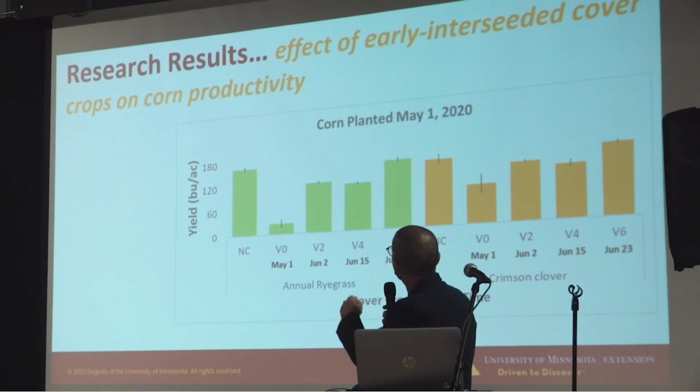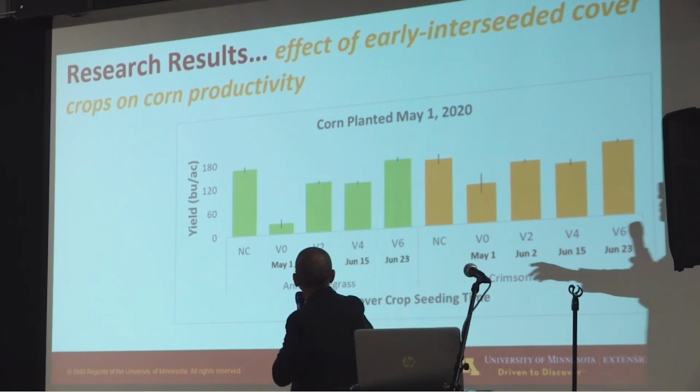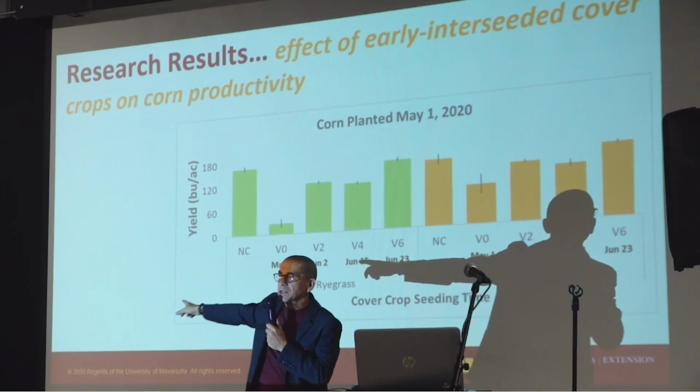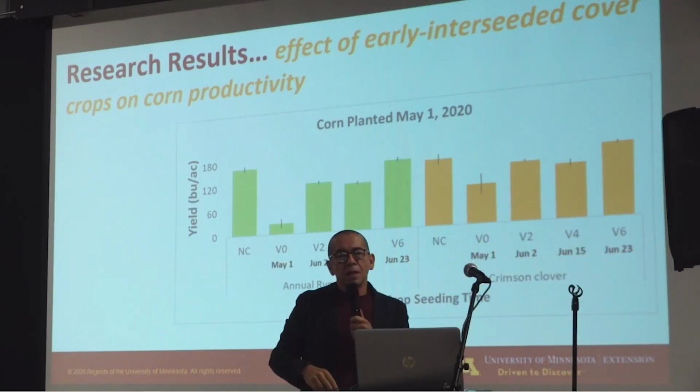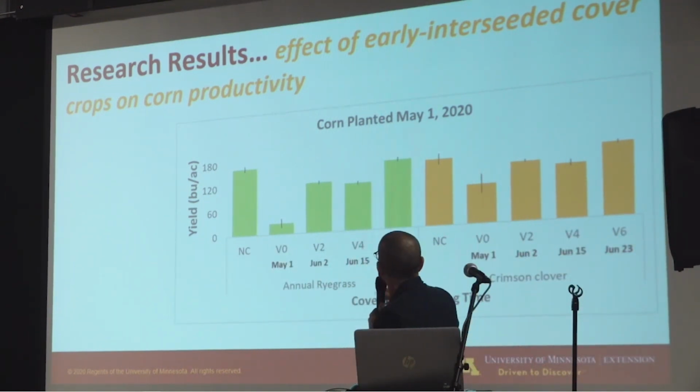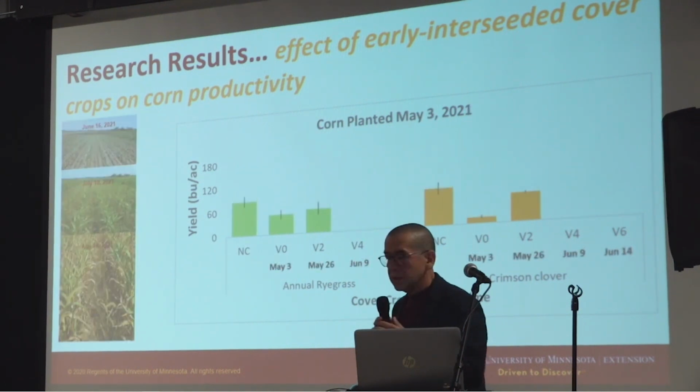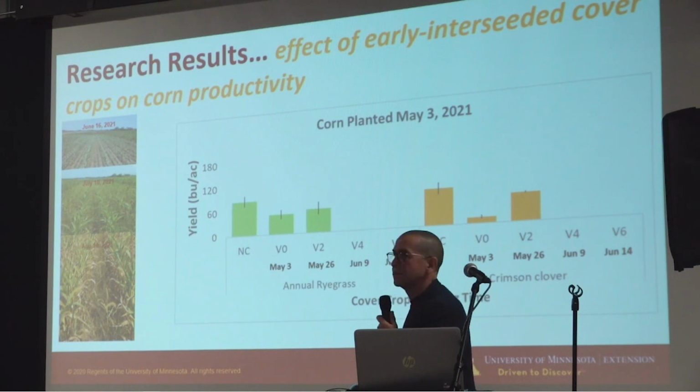And this is in bushels per acre of corn. You see here how much we produce when we plant cover crop along with corn. See, the yield of corn is really reduced considerably. This is in 2020, which was a little bit dry year, and this is 2021. That's what we got.